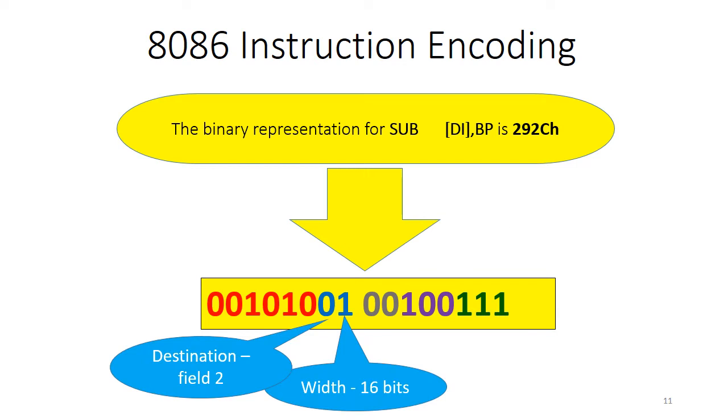The width of the data is 16 bits because one of the operands is contained in a 16-bit register, that is contained in register BP. Therefore, we put a 1 in the width field. The destination is specified by the pointer register DI. The pointer register is specified in the RM field. Therefore, we put a 0 in the destination field of the instruction.